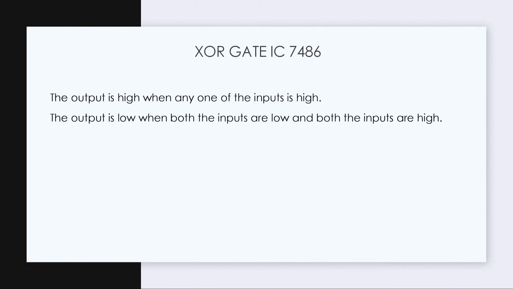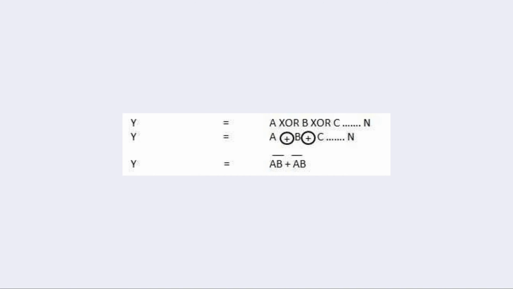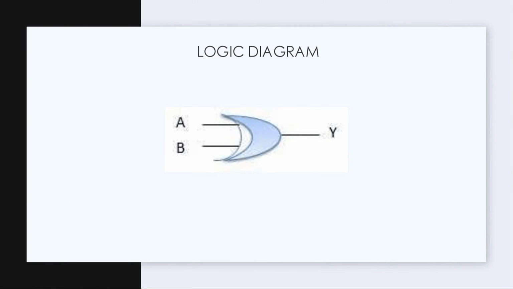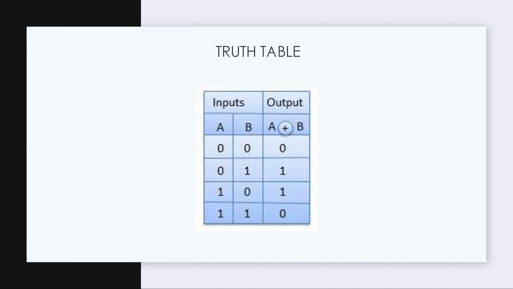The next gate is XOR gate. The output is high when any one of the inputs is high. The output is low when both the inputs are low and when both the inputs are high. This is the equation for XOR gate. This is the logic diagram of XOR gate. This is the truth table for XOR gate. Here, when the inputs are 0 and 0, the output is 0. When the inputs are 0 and 1, the output is 1. When the inputs are 1 and 0, the output is 1. And when both the inputs are 1, the output is 0.